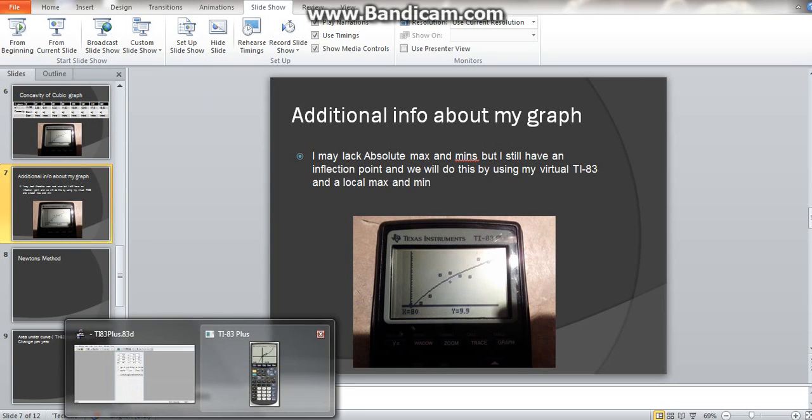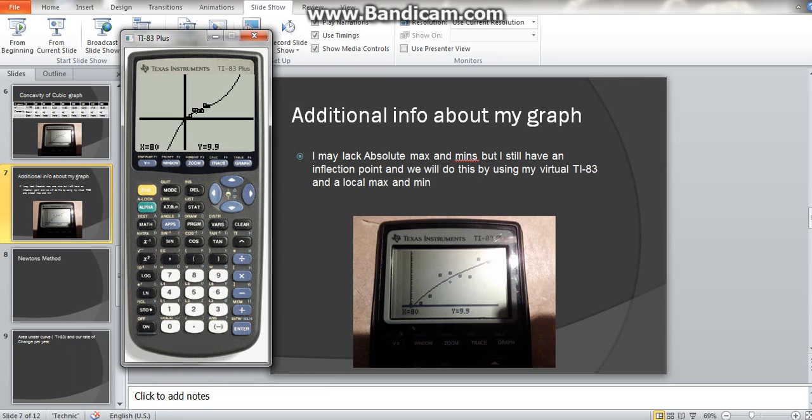Another thing you might notice about my graph is that I don't have any absolute maxes or mins. I only have local maxes or mins, which is my negative infinity and my positive infinity. But even though I don't have any absolute maxes or mins, what I do have is an inflection point. And to find that inflection point, we're going to use my second derivative. And to find our second derivative, you're going to do this.